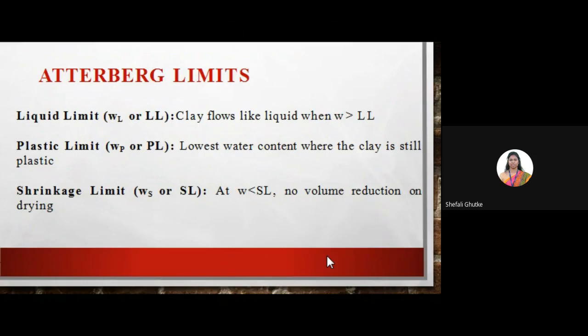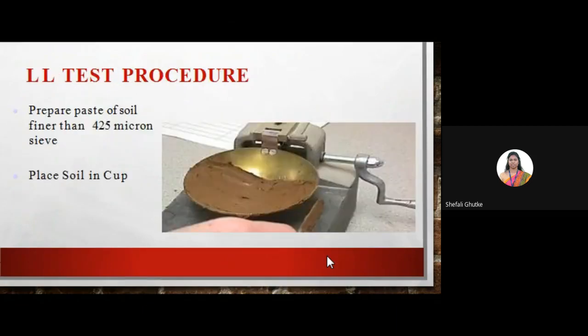Then the plastic limit, represented as WP or PL. This is the lower water content where the clay is still in a plastic state. Shrinkage limit, represented as WS or SL: when W is less than the shrinkage limit, there is no volume reduction on drying.